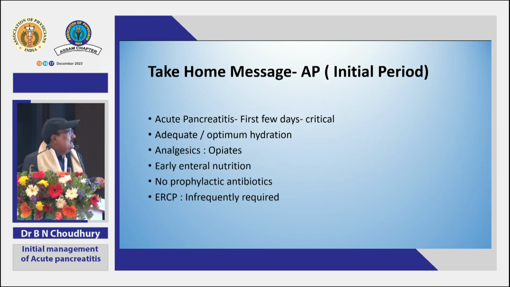So basically, this is the take-home message. Acute pancreatitis in the first few days is critical. Adequate and optimum hydration is important. Analgesic opioid is a choice. Early enteral nutrition decreases infections and surgery, there is no indication of prophylactic antibiotic, and ERCP is infrequently required.